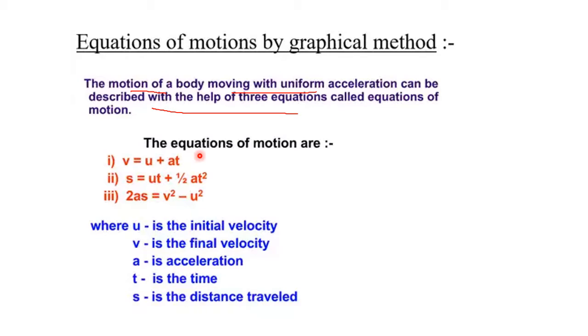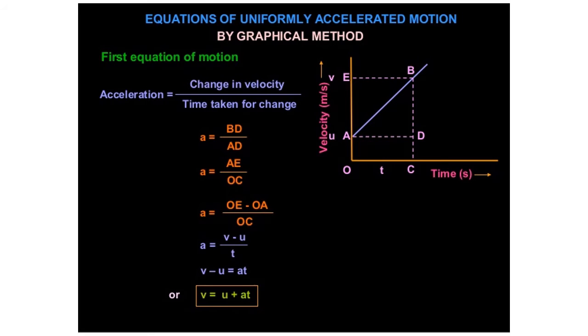The equations of motion are v equals u plus at, s equals ut plus half at square, and 2as equals v square minus u square. Here u is the initial velocity and v is the final velocity. a is acceleration, t is time, and s is the distance traveled. First of all, we are going to study the first equation of motion.